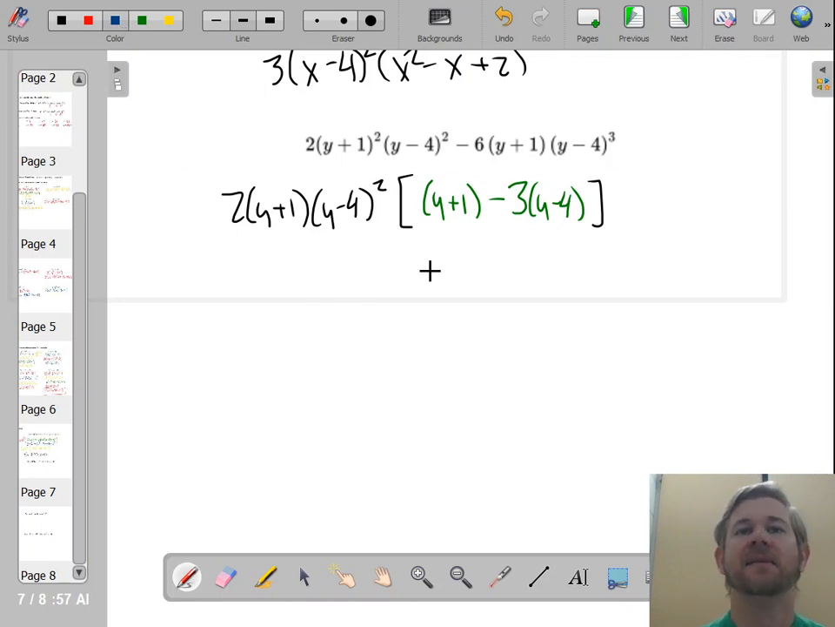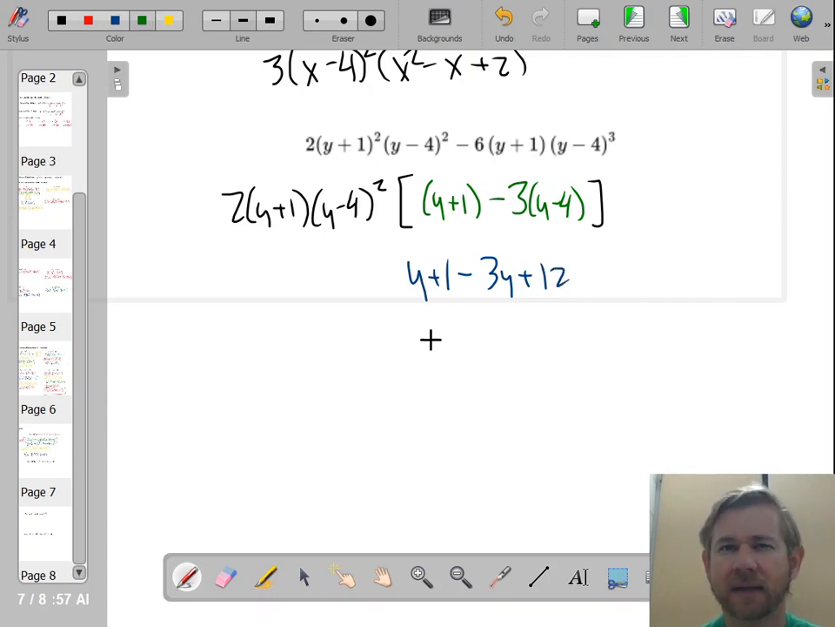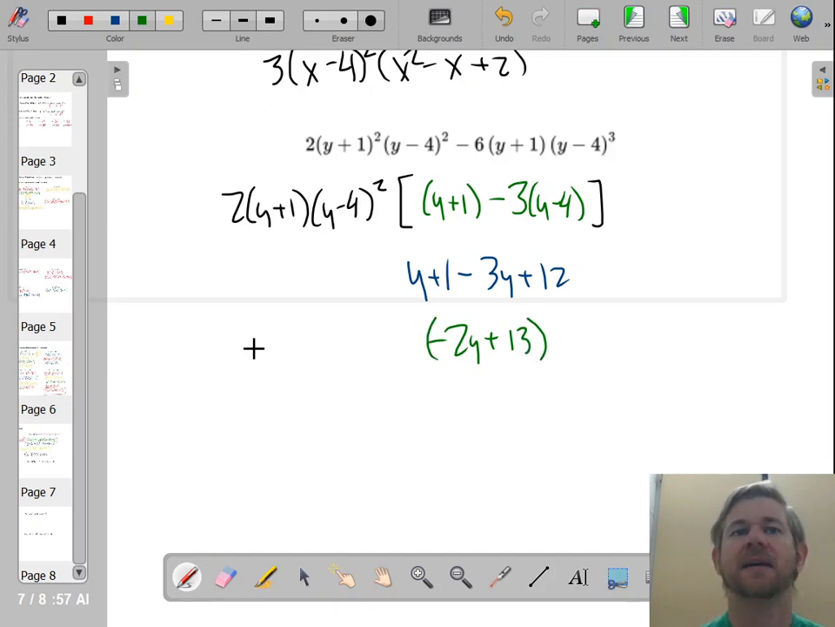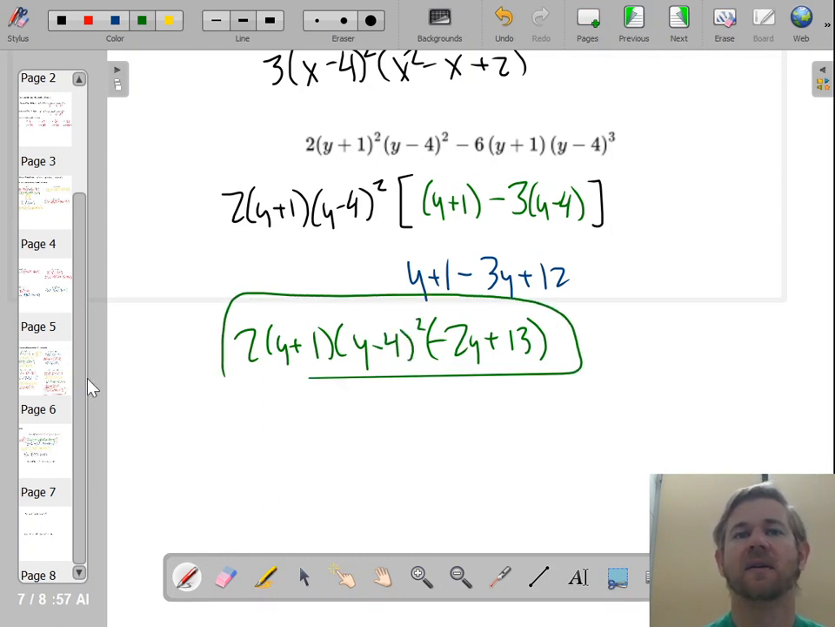Now on the inside, I'm going to simplify. I get y plus 1 minus 3y plus 12. I'm distributing. And that ends up being negative 2y plus 13, which I can't do anything with. So you just bring the GCF down, (y minus 4) squared, and then that is your factored answer.